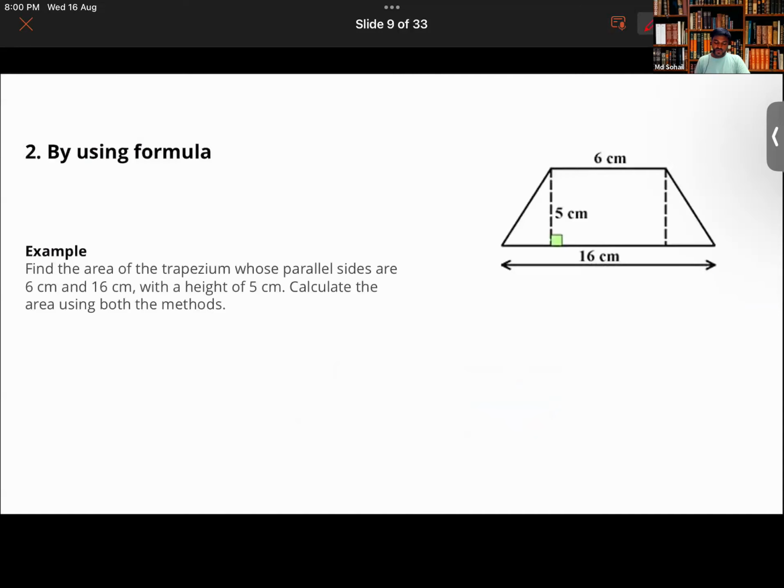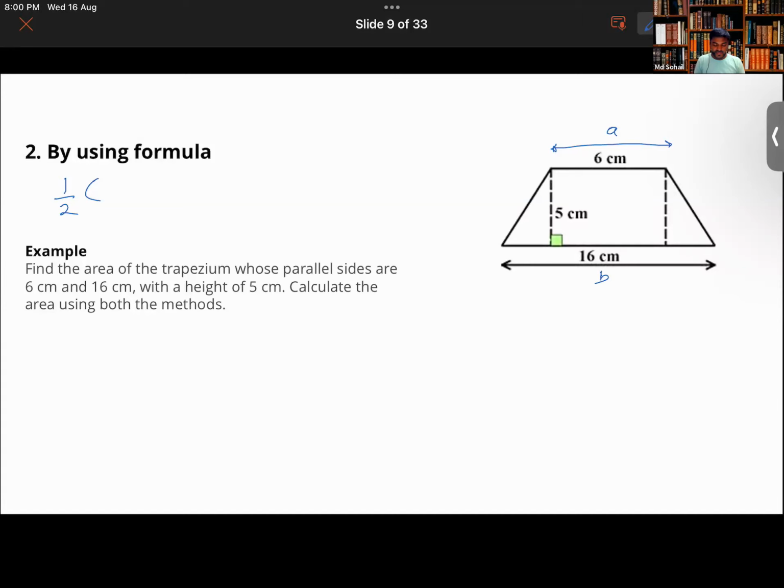Okay. Now, what if I say that we can actually have a formula to find the area of a trapezium? The formula is half multiplied by the length of the parallel sides multiplied by the distance between them. Getting it? So we get the height and the width. Suppose you call this length A here, and this length here is B.